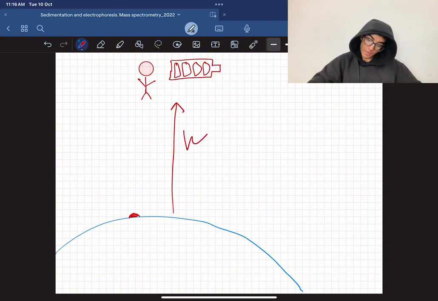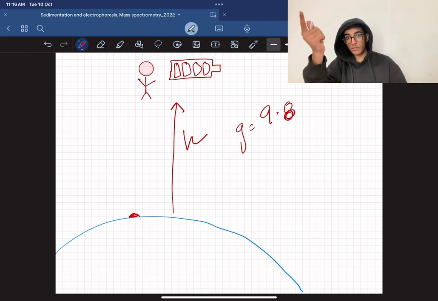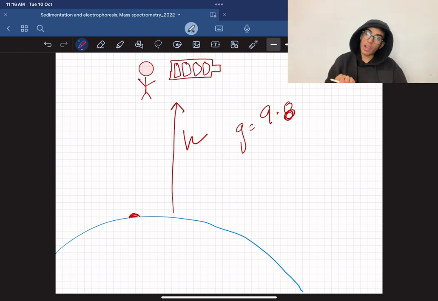How do you calculate that? You take the height and you take the gravitational constant. That is 9.8. That is g. What is the gravitational constant? It's basically, for every 1 kilo, how much does the earth pull it? You understand? For every 1 kilo, how much does the earth attract that 1 kilo? Basically, the earth's gravitational force. That's 9.8 newtons per kg.